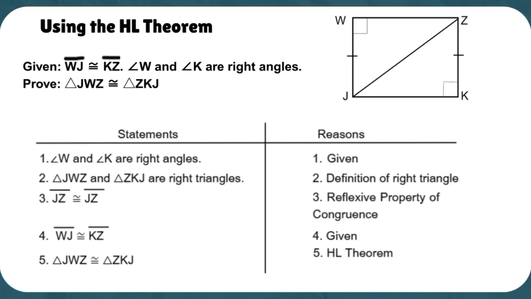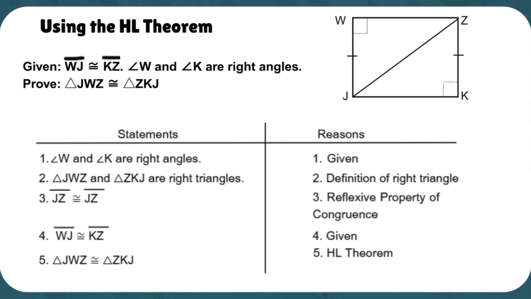one right angle. In the third statement, we can say that line segment JZ is congruent to line segment JZ based on reflexive property of congruence, because it states there that any geometric figure is congruent to itself, meaning it has the same size and shape as itself.